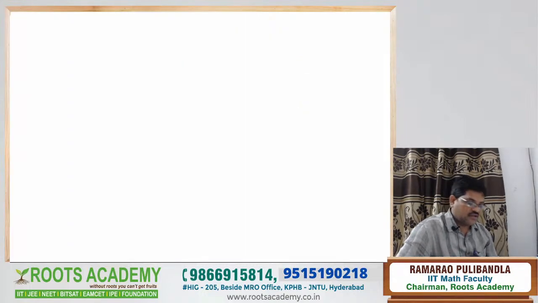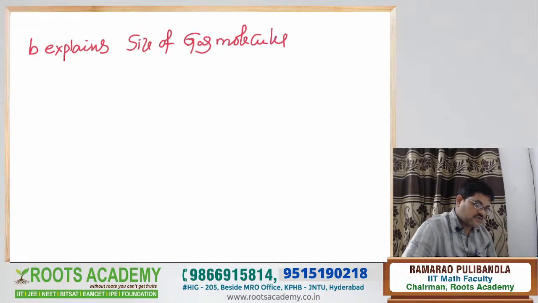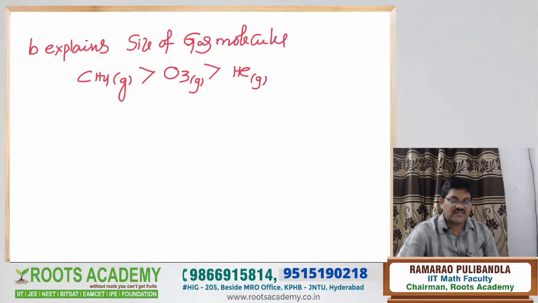Now the significance of b. b explains the size of the gas molecules. How does b explain the size? The gas molecule with more atomicity has more size. For example, methane gas, atomicity is 5. Ozone, atomicity is 3. Helium, atomicity is 1. That means methane is bigger than ozone, and ozone is bigger than helium, like that.